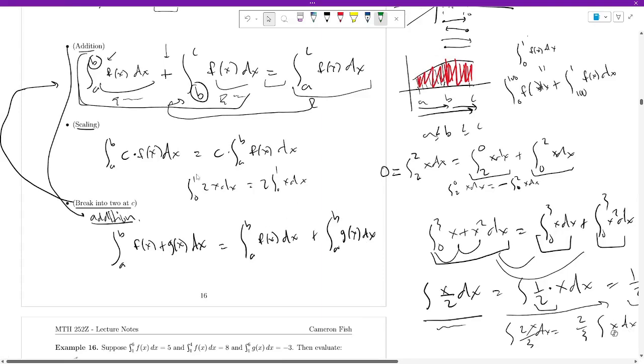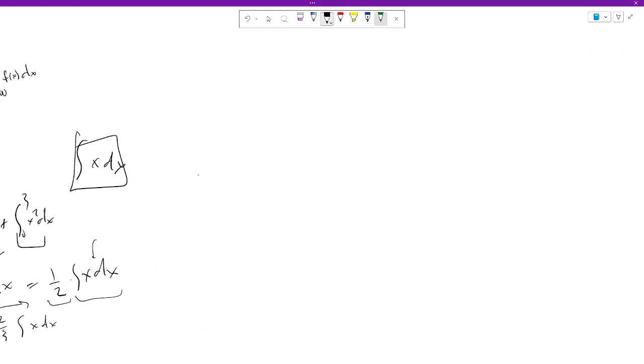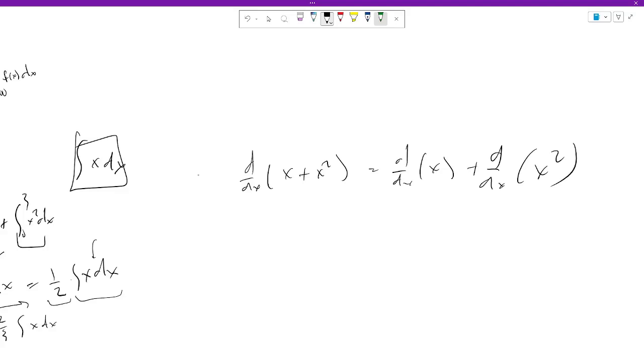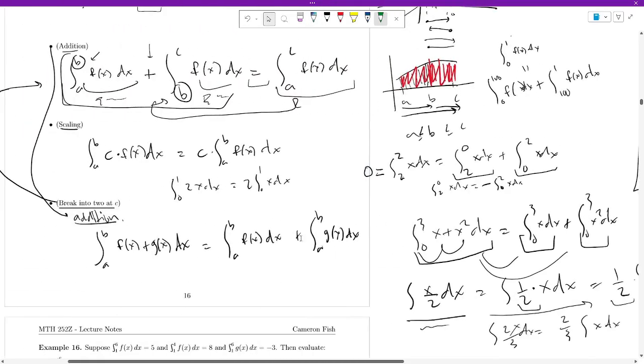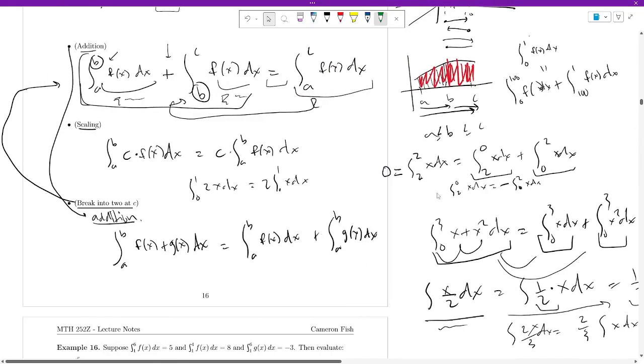Oh, I also just want to mention, you might remember that the same thing works for derivatives. If I do the derivative of x plus x squared, it's the same as the derivative of the first thing plus the derivative of the second thing. So that's the same rule. It distributes across both things. And if I do the derivative of 2x squared, it's 2 times whatever the derivative of x squared is. So these are the same rules that happen when you take a derivative as when you do the integral. So that's a way to remember that.